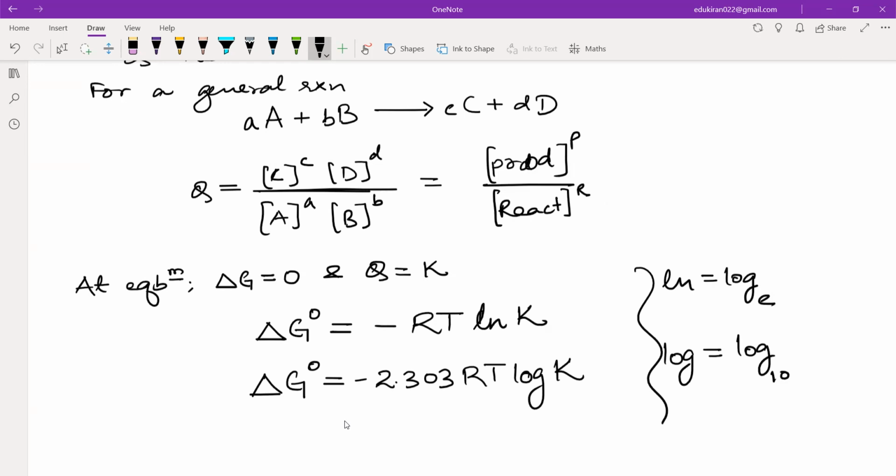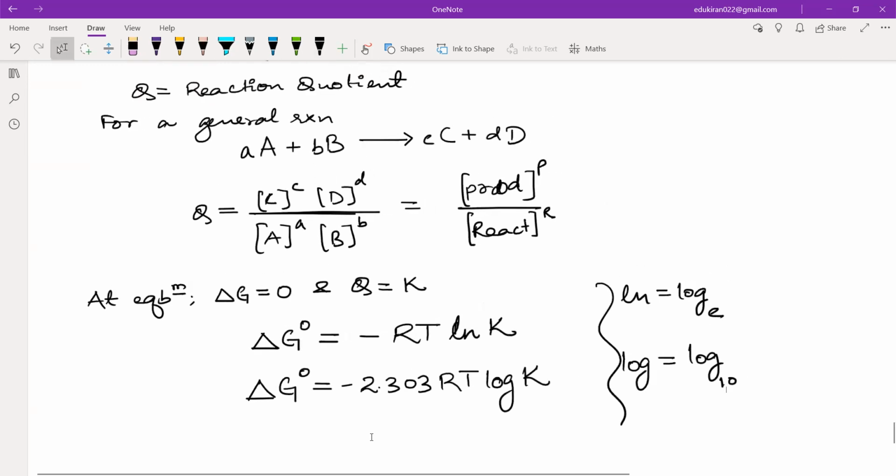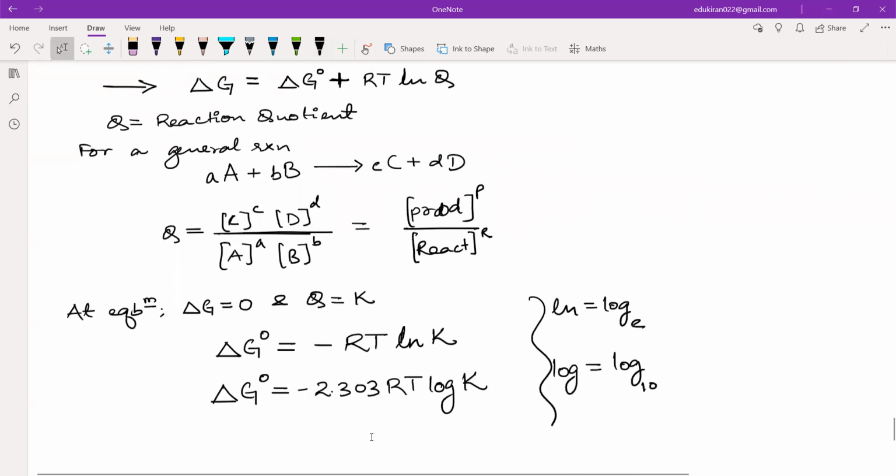Tell me, why minus? You see the previous reaction and figure it out. Delta G naught is there. Figure it out, Atif. It's easy. You got it? Yes, sir. Okay.